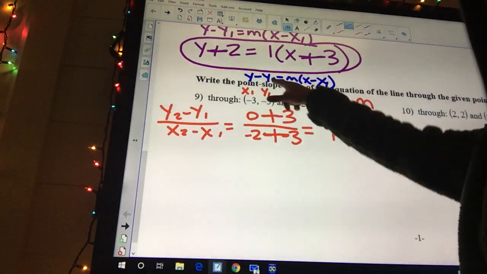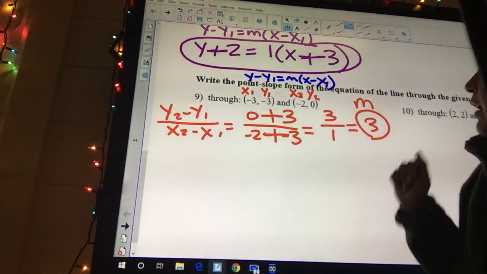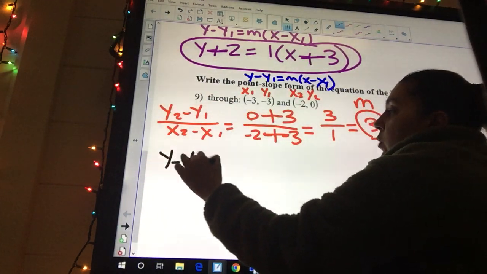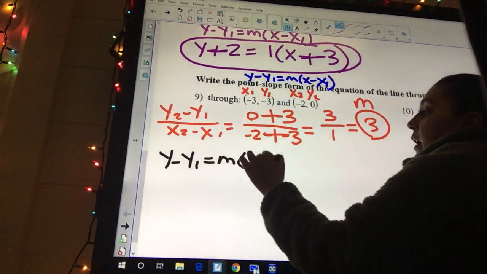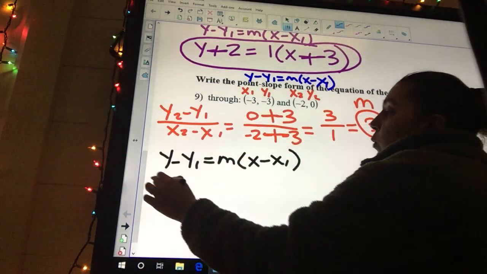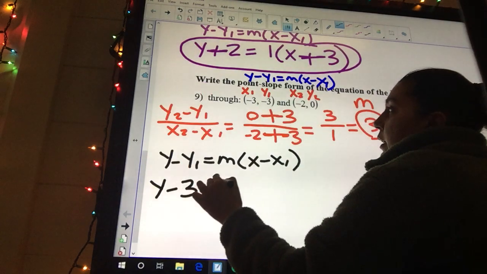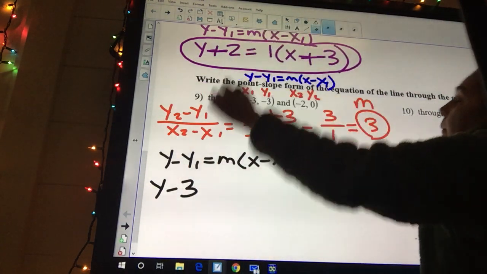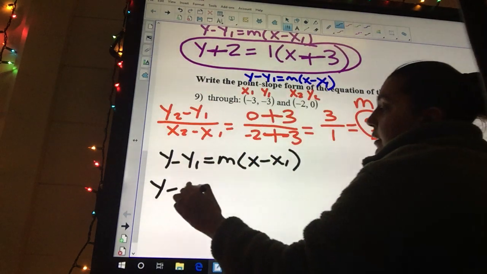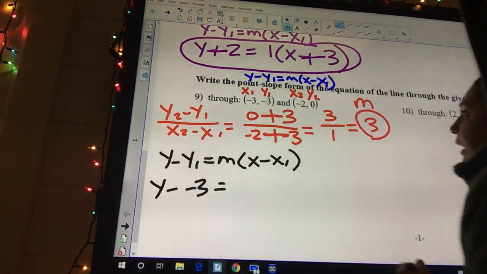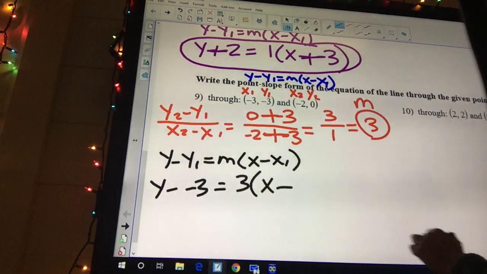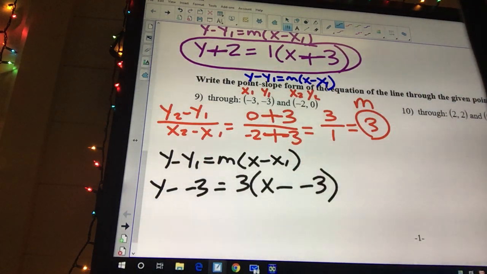And so now we have y1 and x1, and we have m. So we're ready, and we can use point slope formula. So y minus y1 equals m times x minus x1. So it's really going to be y minus 3. Nope, messed it up. Y minus negative 3. My m is 3. X minus my x1 is negative 3.